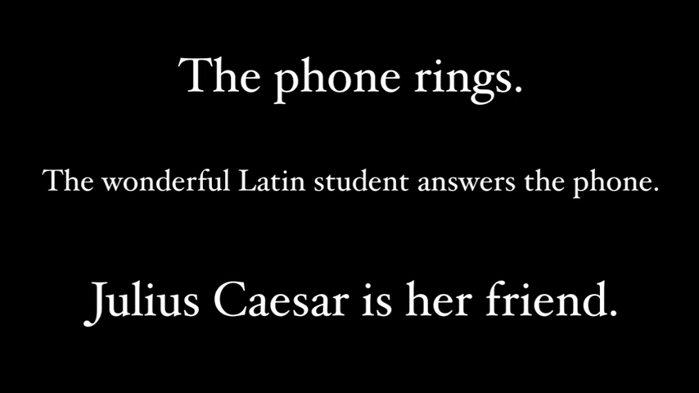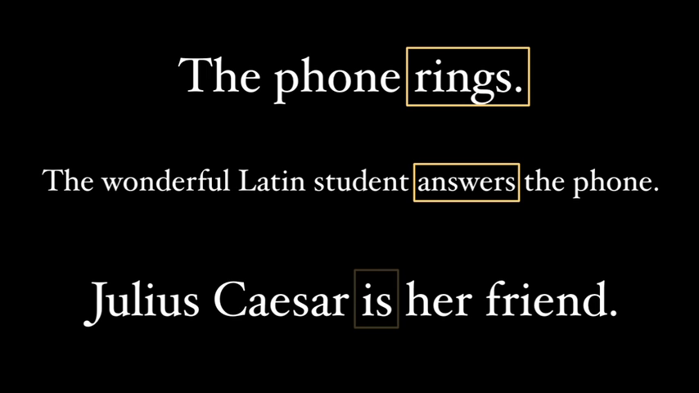Here are 3 sentences. The phone rings, the wonderful Latin student answers the phone, and Julius Caesar is her friend. Okay, the verbs in each sentence are pretty easy to find: rings, answers, and is. Sometimes it's hard to pick out that short verb. We'll get back to it in a second, though.